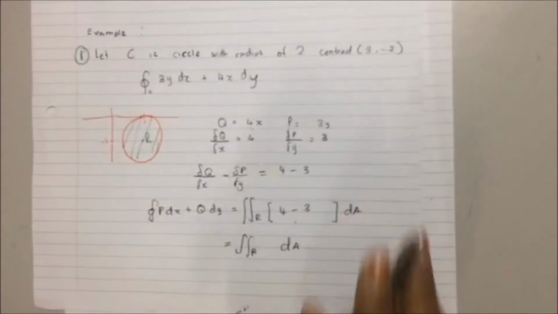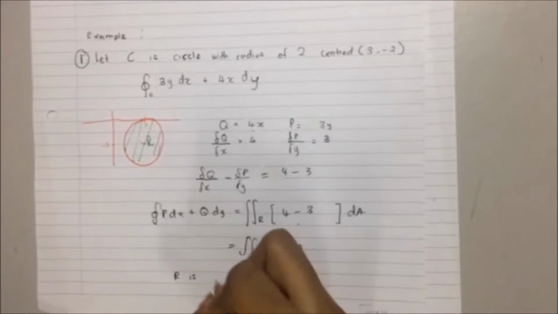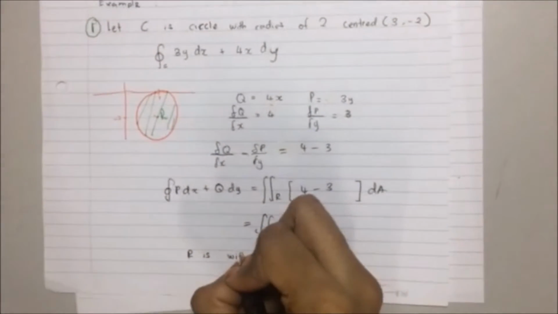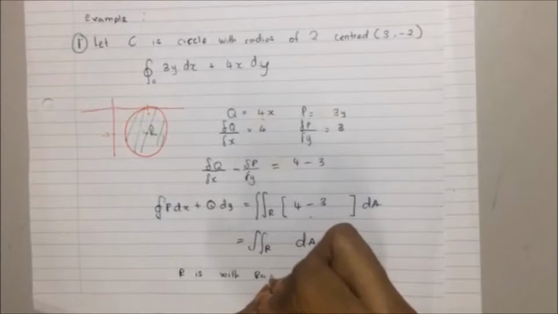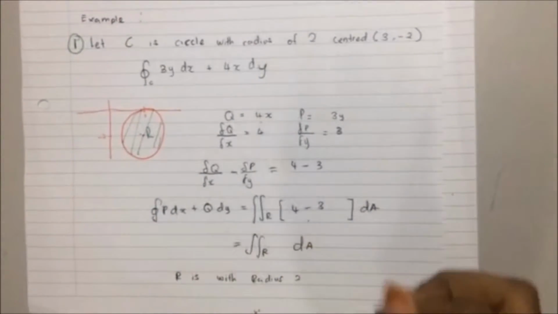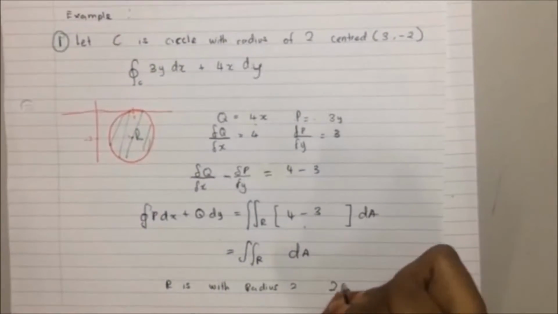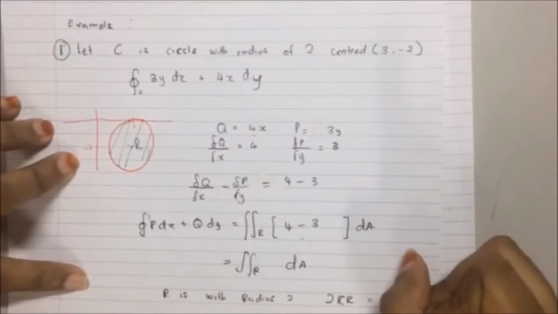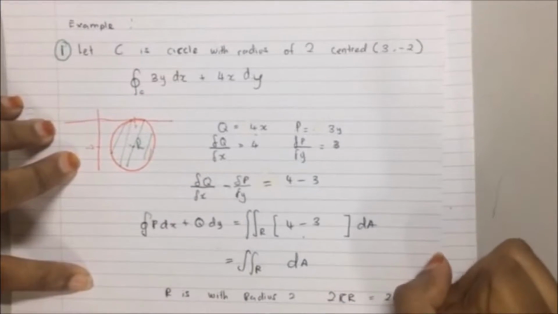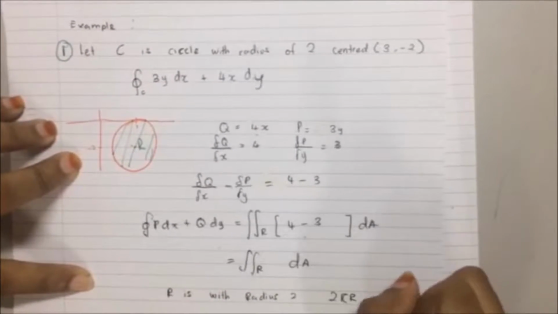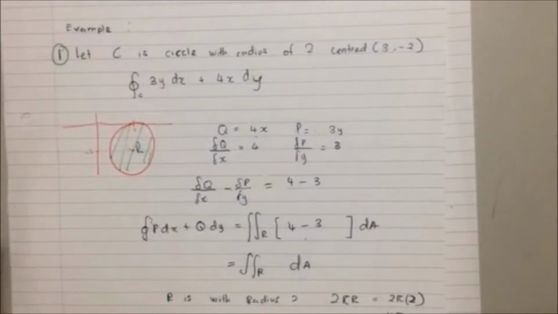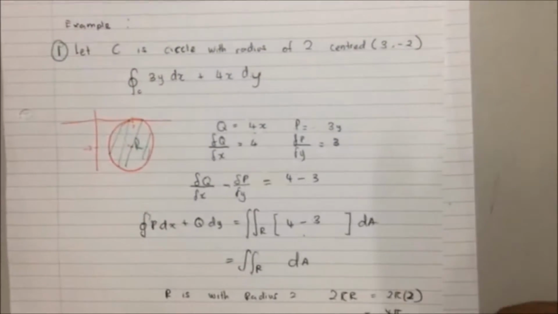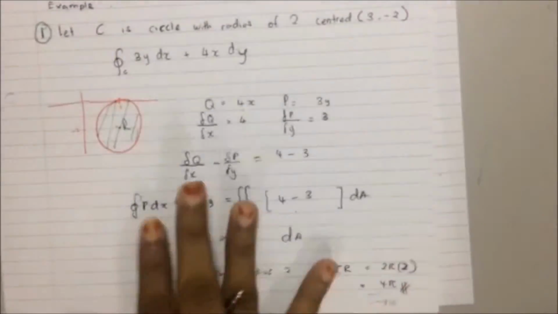Okay, since R is a circle with the radius 2, so it becomes 2 pi R, which equals 2 times pi times 2, it becomes 4 pi.